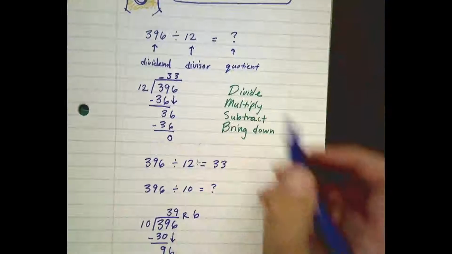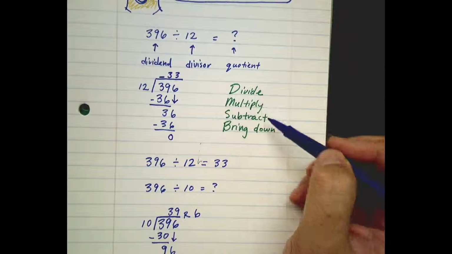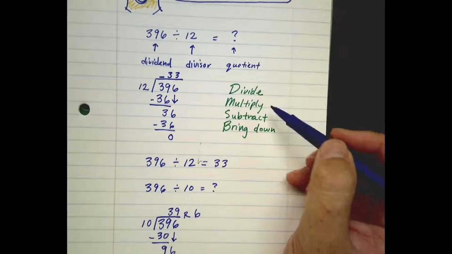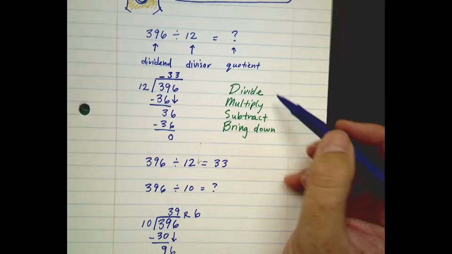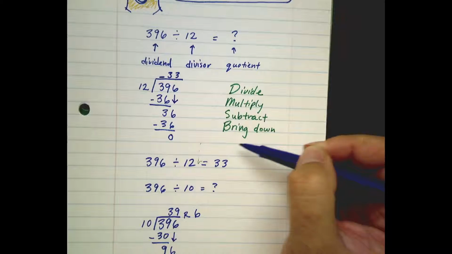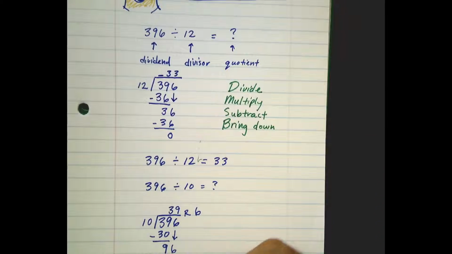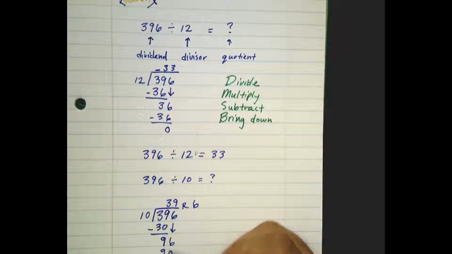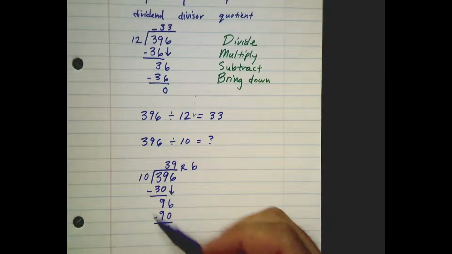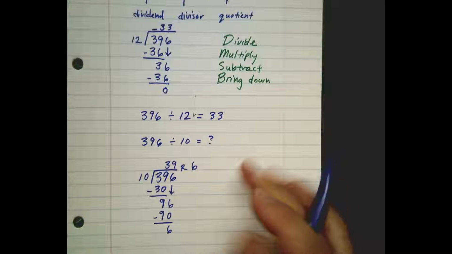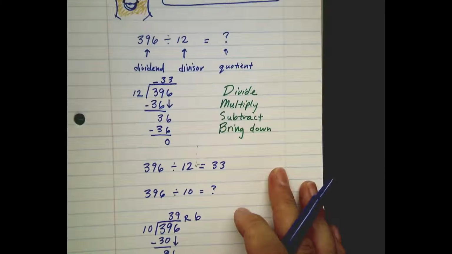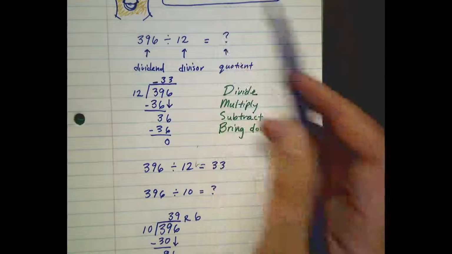So all you have to do is follow these steps. Divide, multiply, subtract, bring down. Divide, multiply, subtract, bring down, until you run out of numbers, until you no longer divide into the number on the bottom. So 10 cannot go into 6. So I'm done. Hopefully this helps you out with division, with the standard algorithm for division.